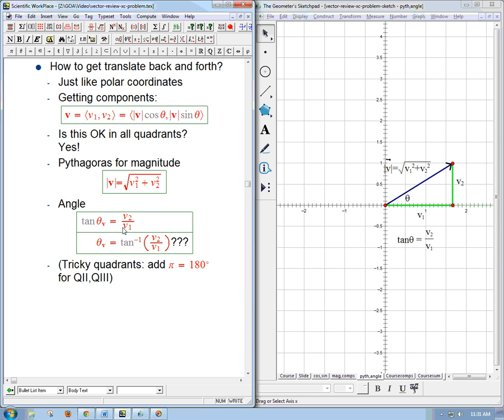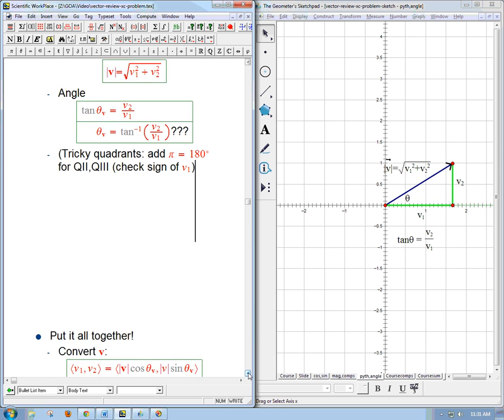And how do you know that? You just check the sign of V1. Okay, I know that's a little quick, but it really should be review, and we'll do some examples. So that's the translation back and forth. Now we're ready to do it.